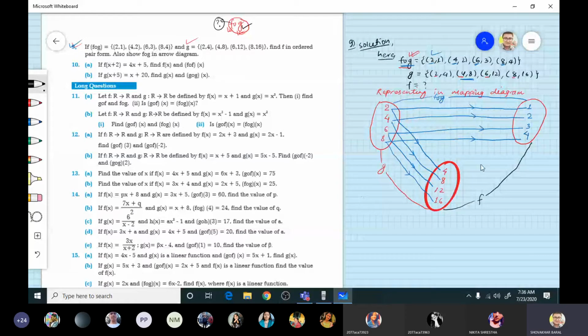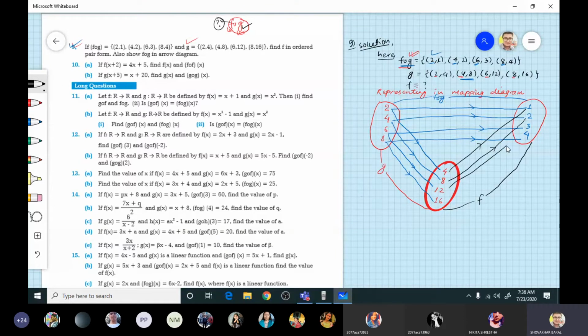This will be the function F. Let's see what will be the elements of function F. See here, 2 is mapped with 4 in function G, and it is mapped with 1 in the function F composite G. So the element 4 must be mapped with element 1. Is it clear?